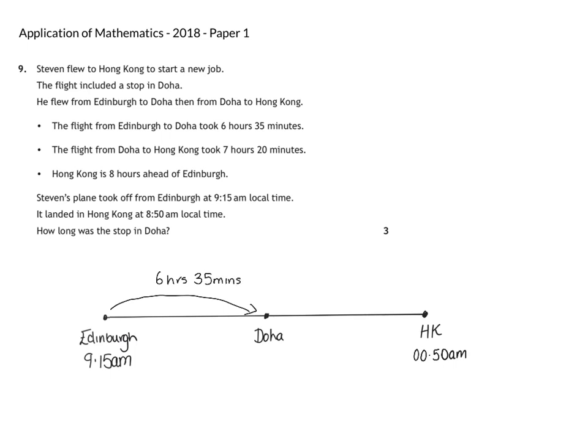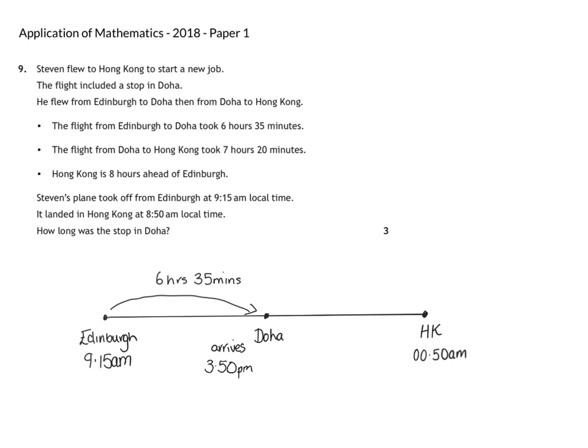Now Stephen's trip to Doha took him 6 hours and 35 minutes. So when we add the 35 minutes, we end up with 9:50, and then add our 6 hours, so we get 9:50, 10:50, 11:50, 12:50, 1:50, 2:50, 3:50. So he arrives at 3:50, and that's going to be PM.